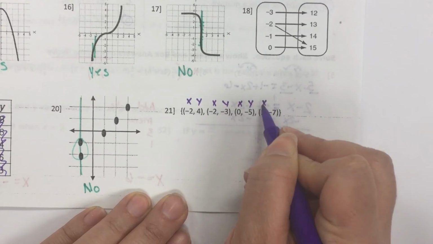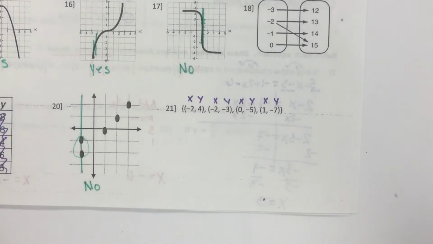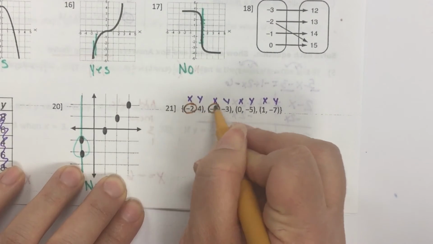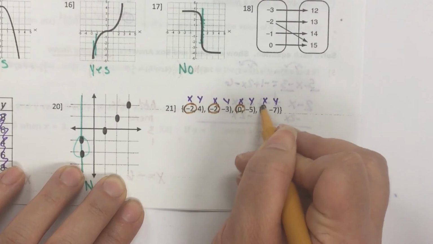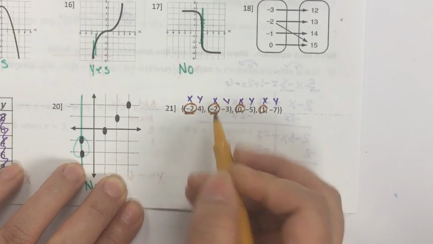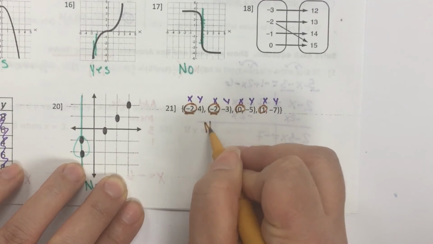So once again, we are only focused on the x values. That means I'm only looking at my -2. Oh, there's another -2, a 0, and a 1. Since these -2's are repeating, our answer is no.